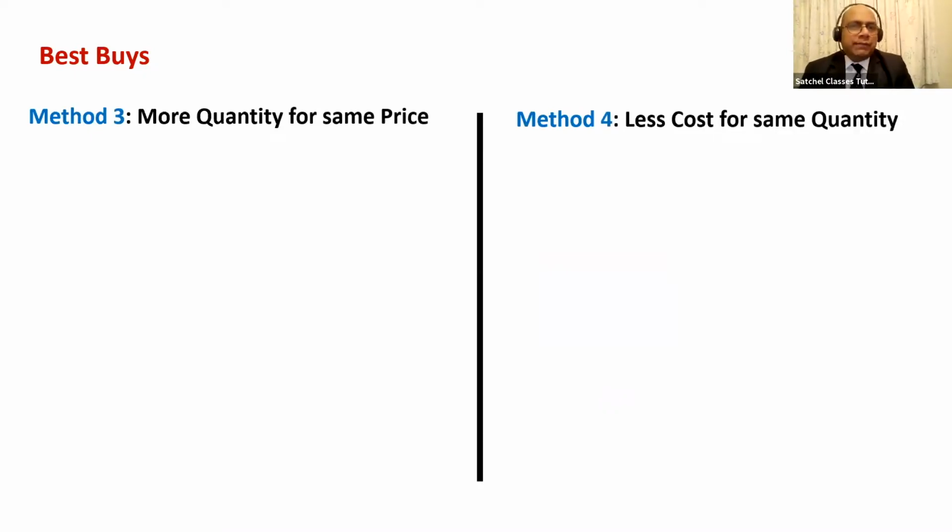More quantity for same price and less cost for same quantity, which means even if it is not possible for you to convert the deals into per unit price or per unit quantity, you can still compare on the basis of a common price or a common quantity.